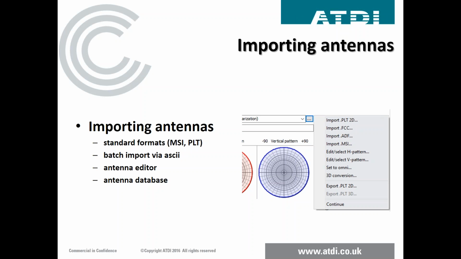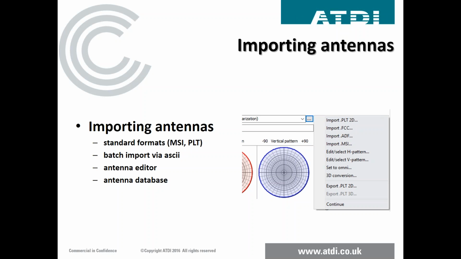Okay, so firstly, importing antennas. So I'm going to look at some of the standard formats. So this is MSI, PLT. There's also other ones, ADF as well. So these are ones that maybe have been provided to you from an antenna manufacturer that contain the antenna data, so details about the antenna pattern, antenna gain. So I'll take you through an example of how to bring those in, and they're the most straightforward. Requires very little in terms of user intervention. So if you can get them in those formats, that's going to be the easiest.